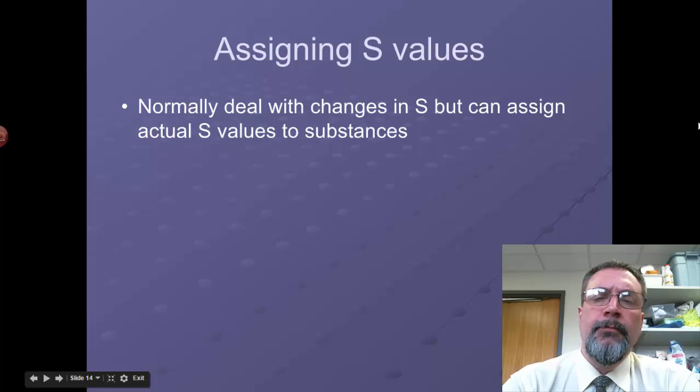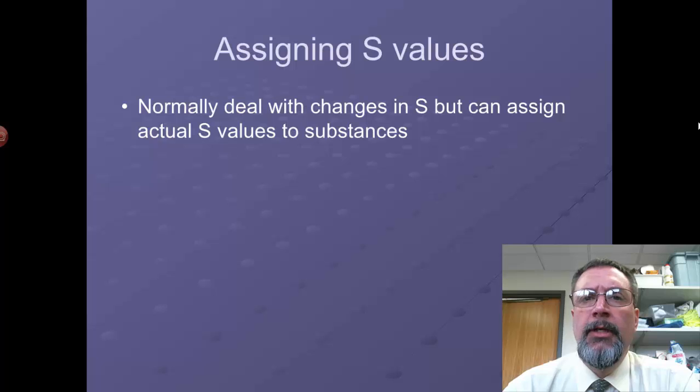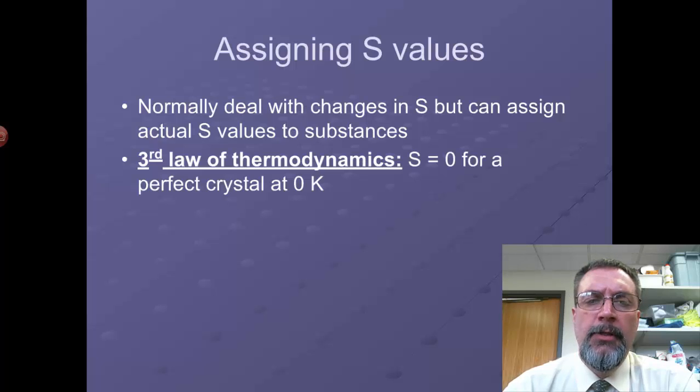So there are actual S values for substances. Normally we deal with delta S, but actual S values exist. The third law of thermodynamics allows us to do this. The third law says that at absolute zero, 0 Kelvin, remember, 0 Kelvin is a temperature at which there is no kinetic energy, zero movement. If a particle can't move at all, then it can't occupy any other positions. So the third law tells us that at absolute zero, a perfect crystal has an entropy of 0. It's the only time entropy will be 0.